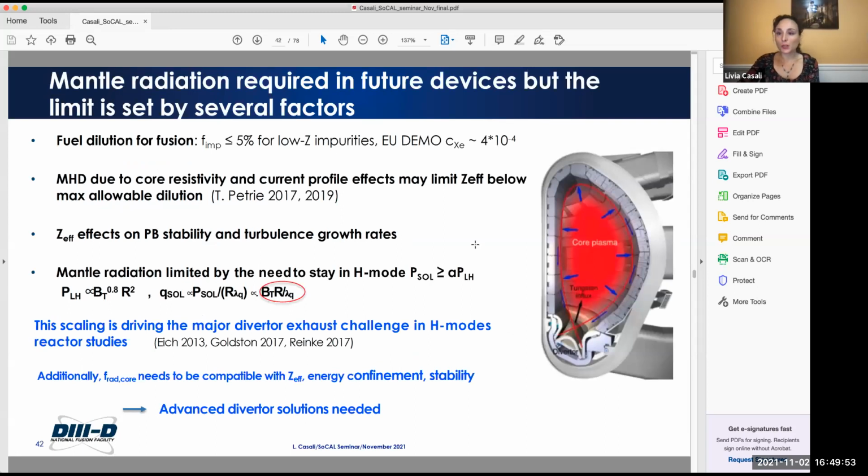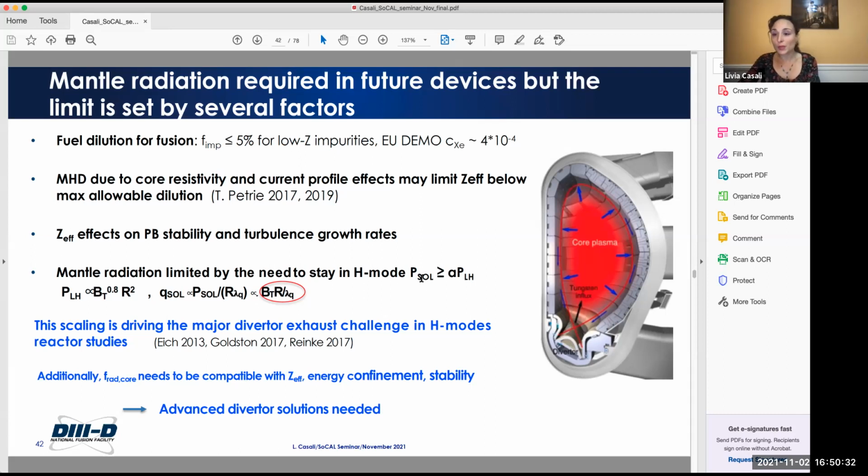Additionally, the mantle radiation that we discuss in detail in this talk is in fact limited by several factors. One is the fuel dilution that we discussed, so we cannot allow a lot of concentration in the core. But then there are other causes: MHD stability, which I didn't discuss here, or the impact of this effect on the stability and turbulent growth rate. But also the mantle radiation is limited by the need to stay in H mode.